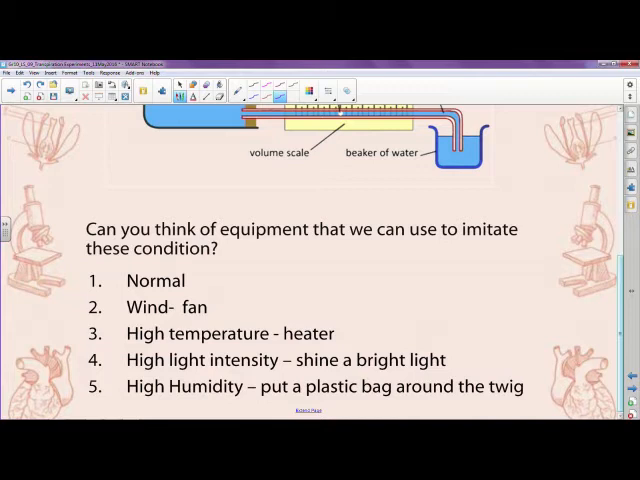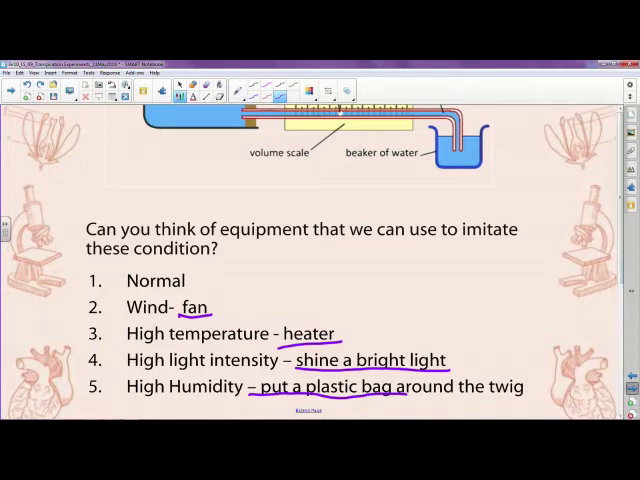For wind, I can use a fan. For high temperatures, I can have a heater. For high light intensity, I shine a very bright light, very close. And for high humidity, I put a plastic bag around the twig. Why do I put a plastic bag? What did I say to you? The plastic bag is going to collect all that water.